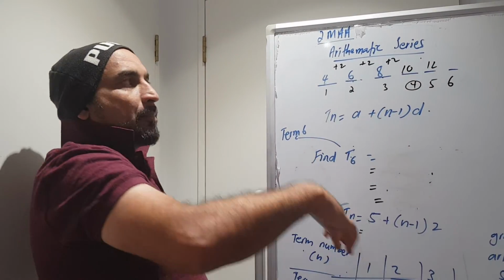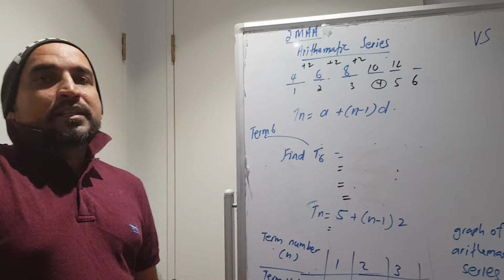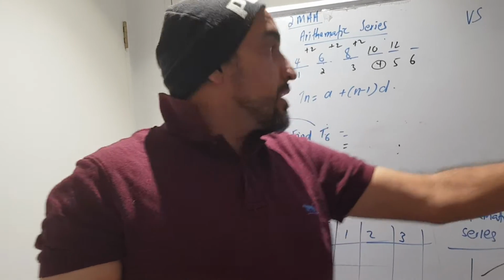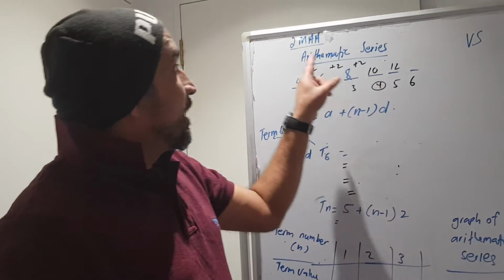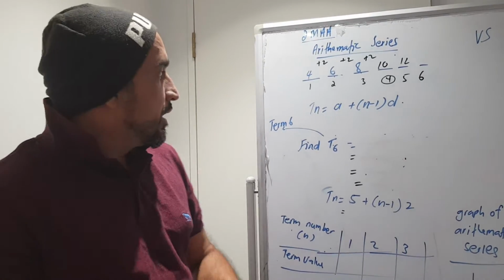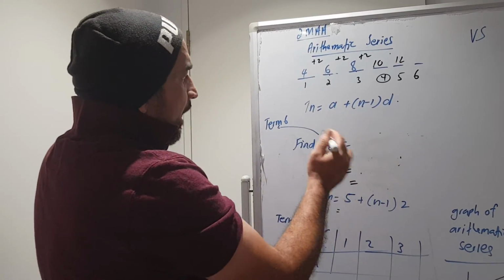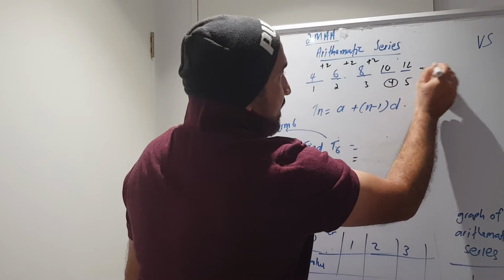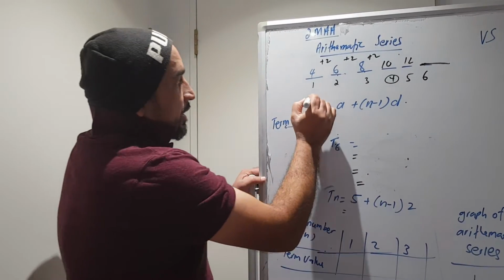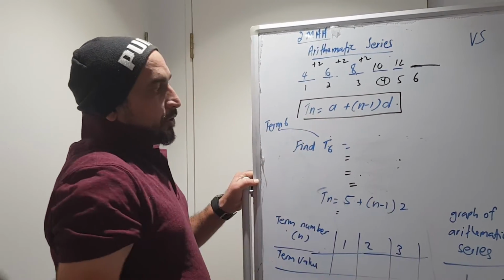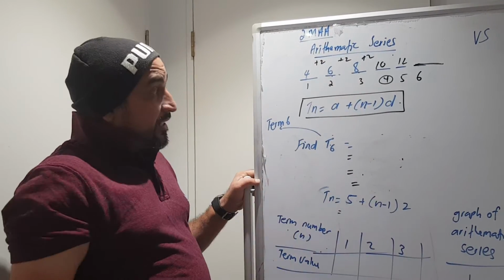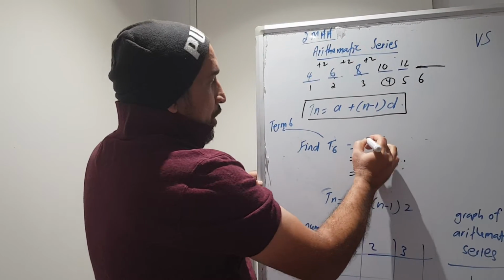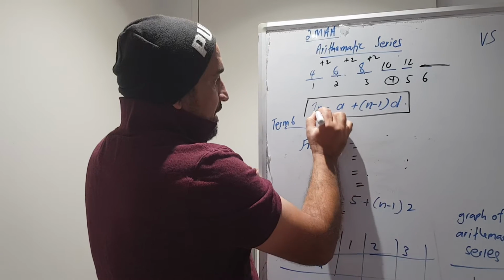So if it goes by plus 2, plus 2, plus 2, or plus 3, plus 3, plus 3, plus 4, plus 4, or even minus 2, minus 2, or minus 5, by the same common difference, it is called an arithmetic series. Now if I have to find term 6, this is term 1, term 2, term 3, term 4, term 5, term 6. The general formula will always be given to you, and we know it's an arithmetic series. So this is the general formula to find the term for an arithmetic series.